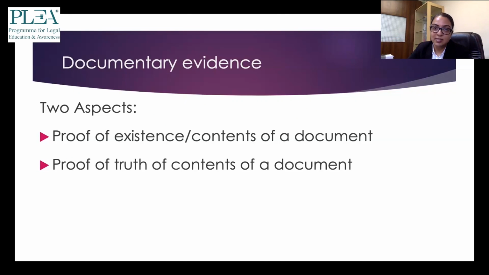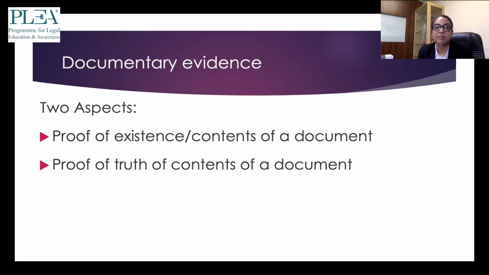So proof of existence or proof of contents of a document is one aspect, and proof of truth of contents of a document is another aspect, and both are proved in different manners. Now, as far as existence or contents of a document are concerned, again, you produce the document, but there is a question of primary evidence and secondary evidence.